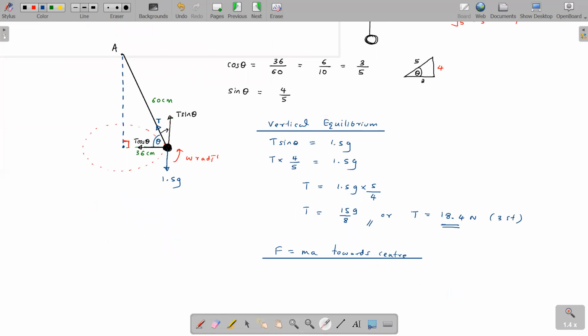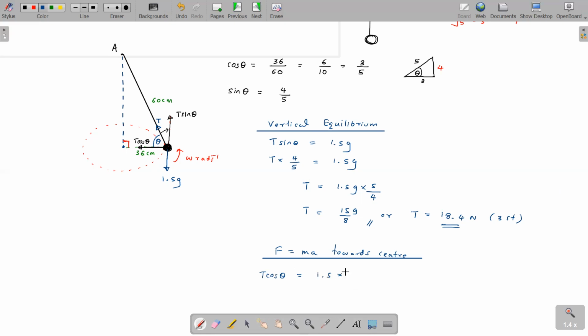So when you use F equals ma, who is the force acting towards the center? The only force acting towards the center is T cos theta. T cos theta acts towards the center, right? That's the centripetal force. The weight and T sin theta are acting vertically. So only T cos theta acts towards the center. So that's the centripetal force equals mass. Mass is 1.5 kilograms, right?